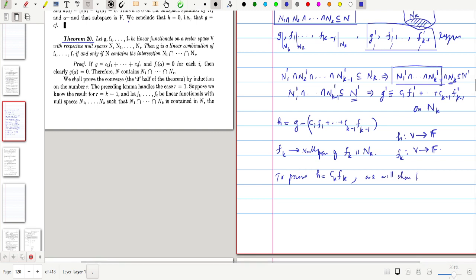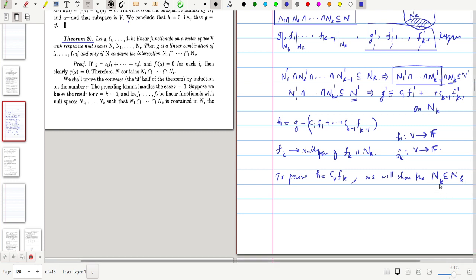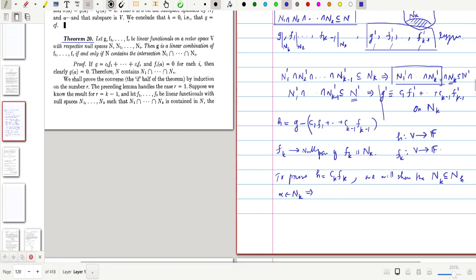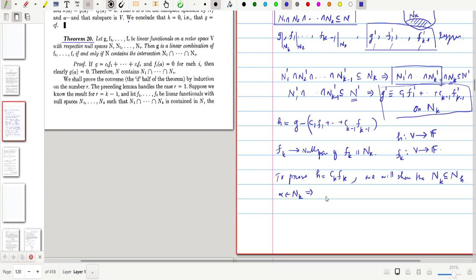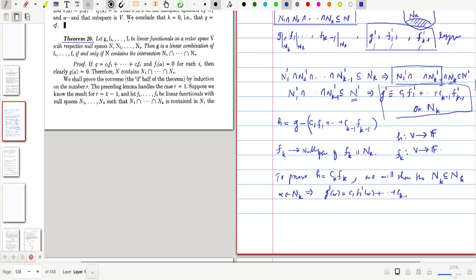We will show that the null space of FK, NK, is contained in the null space of H. So how to prove this? We choose an arbitrary element alpha from NK. We have this result: G prime is contained in this, so G prime is a scalar multiple of this. Then you can write G prime of alpha equal to C1 F1 prime of alpha plus etc., CK minus 1 FK minus 1 prime of alpha. But this is equal to 0 because of this.